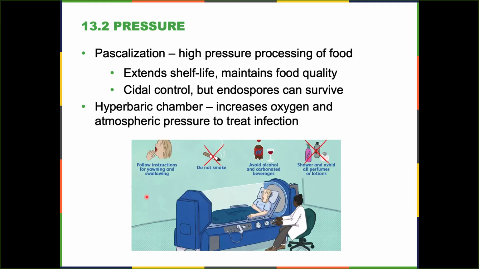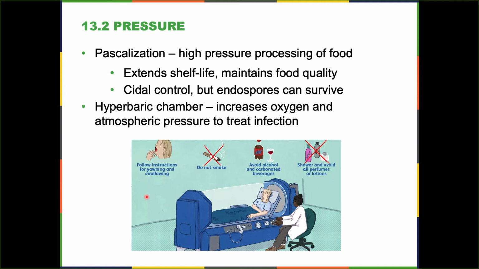Another physical treatment is pressure. It's not super duper common, but it can be used. So Pascalization is the processing of food using high pressures, kind of like a pressure cooker, right? Again, the idea is that it helps extend shelf life, maintains food quality, right? It is a cidal control, but generally endospores can survive it. So this is not the type of thing you would use for stuff that you may suspect endospores to be in. And then we can even use this for treatment of humans.